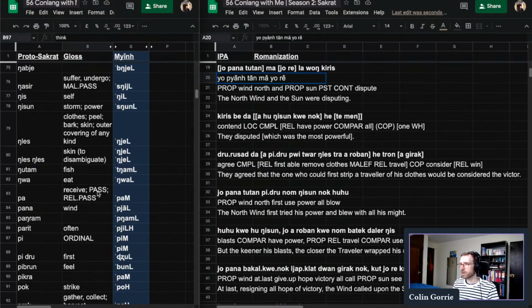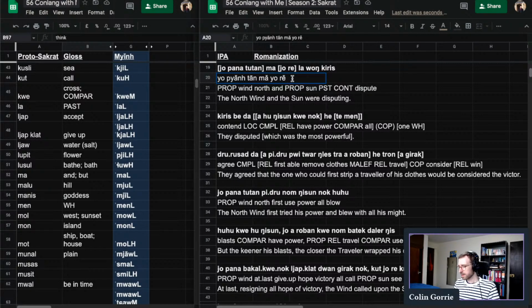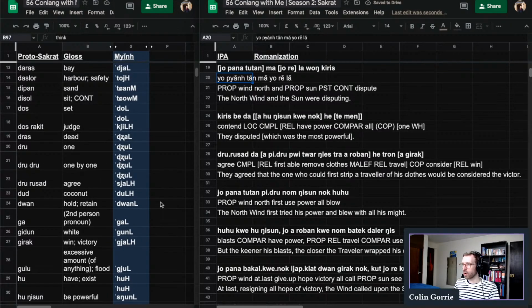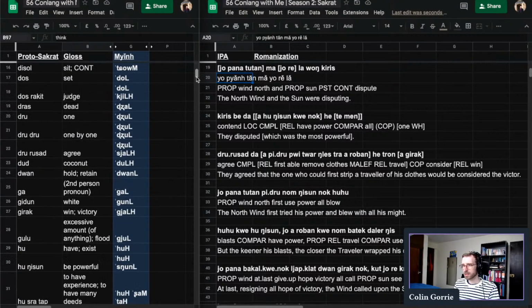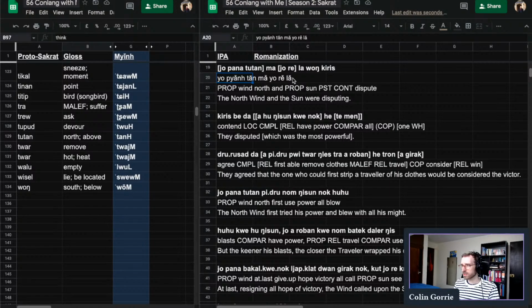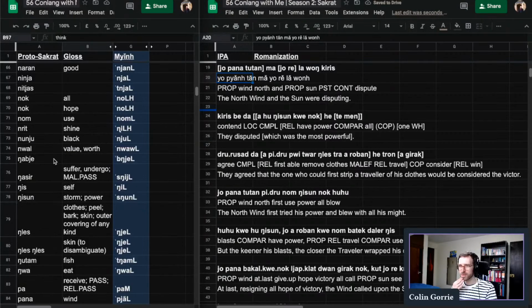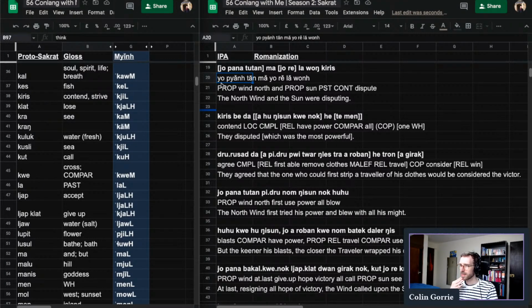La. Proto la, which is the past tense particle. Mi, la, la. Always. Wong, continuous aspect markers. So this is going to turn into wong. And then the last word, giris, which means dispute. Okay, so here's what we have. Yo pian tan. Sorry, I need to scaffold my tones. Yo pian tan ma yo re la won ki.